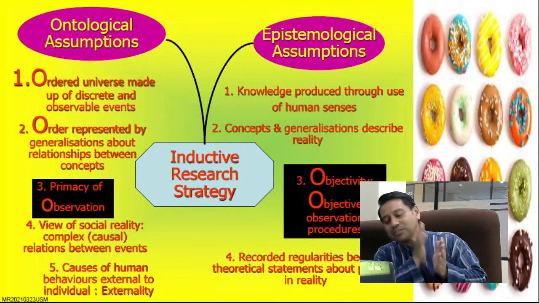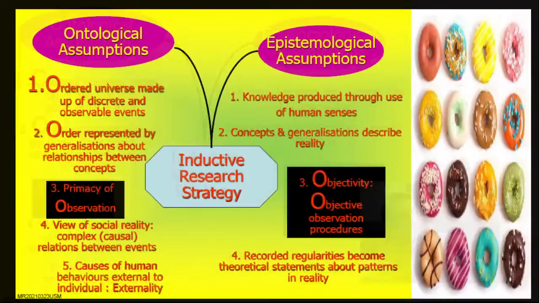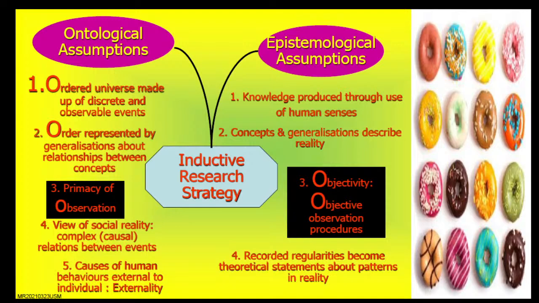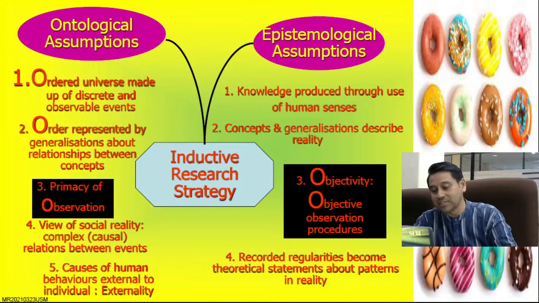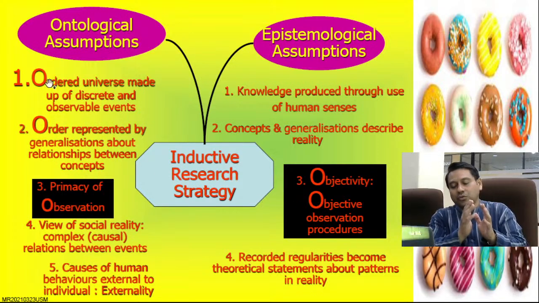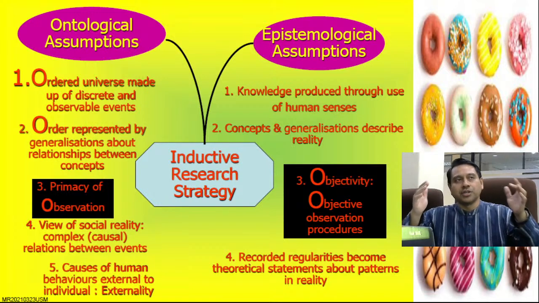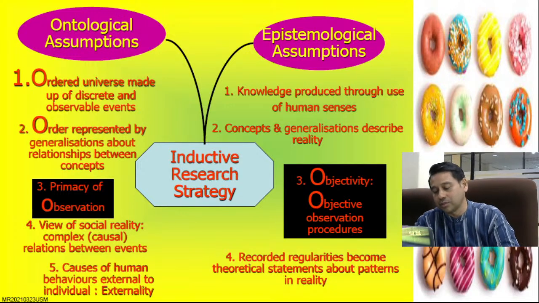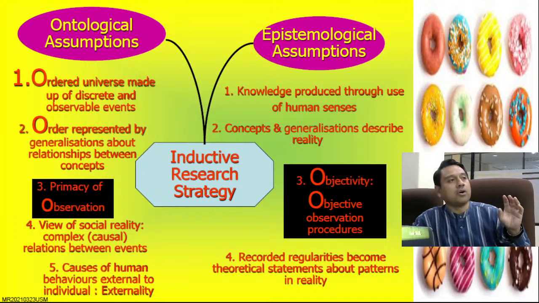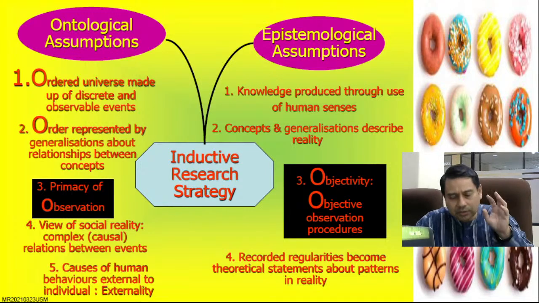Okay, inductive research strategy. Remember, I was talking about the ontological assumption and the epistemological assumption. Now, for the inductive research strategy, the ontological assumptions, let me go through all 5 and then I will zoom in and talk about them more specifically when there is a need to emphasize. Number 1, remember ontology, the ontological assumption is assumption about how social reality works, how we can pursue research in the social reality. Number 1, ordered universe made up of discrete and observable events.